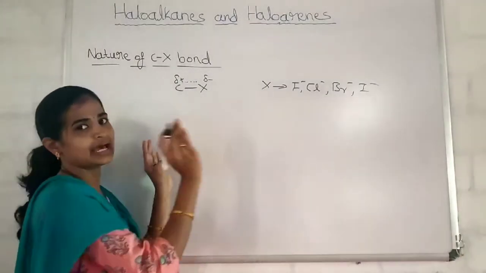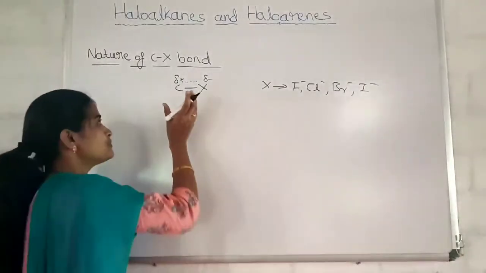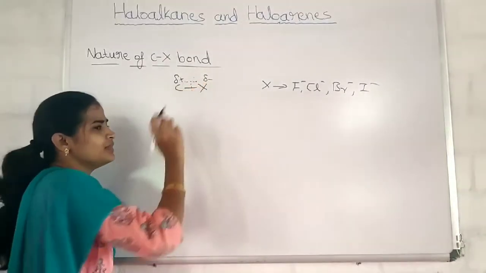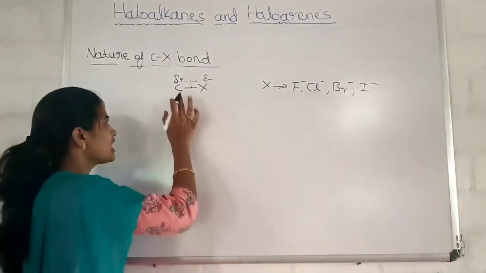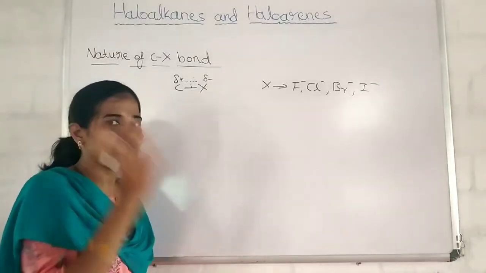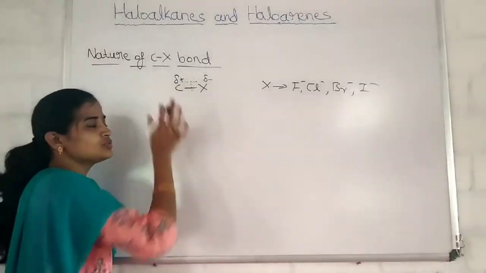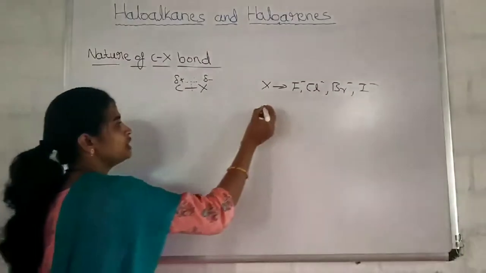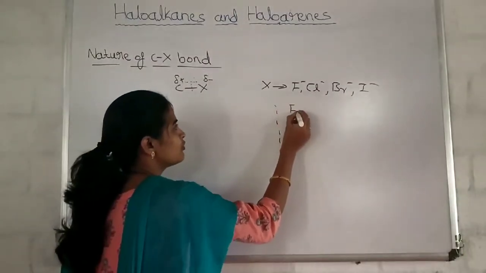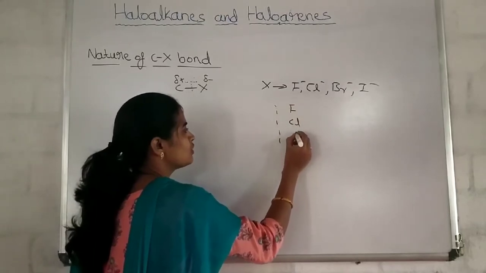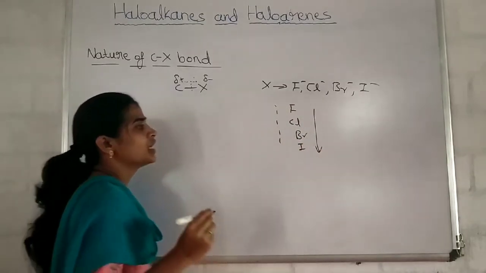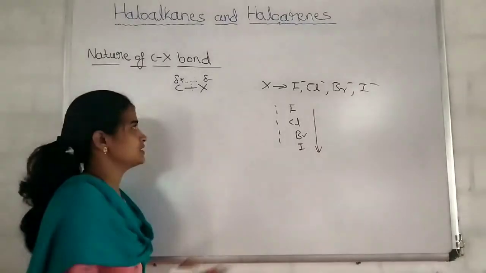Partial polarity arises. This partial polarity makes this bond quite weaker, which means we can easily break down the carbon halogen bond. To make it understood, I have told about this partial polarity. Got it? And we know that as we go down the group, fluorine, chlorine, bromine, iodine, the size of the atom increases.